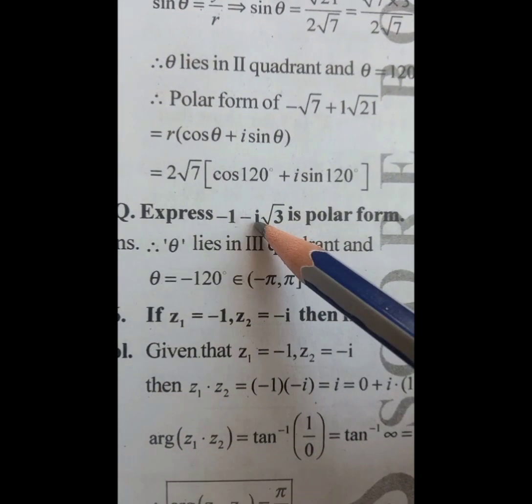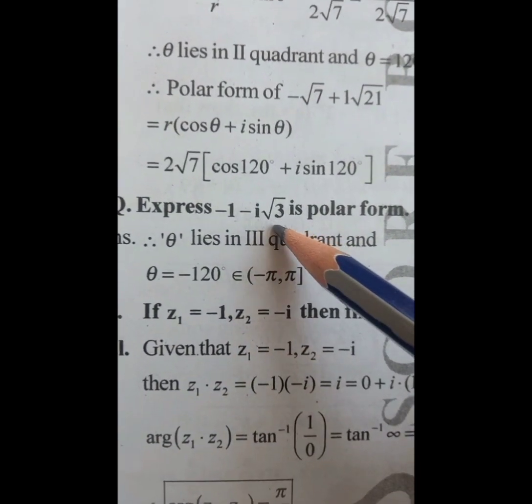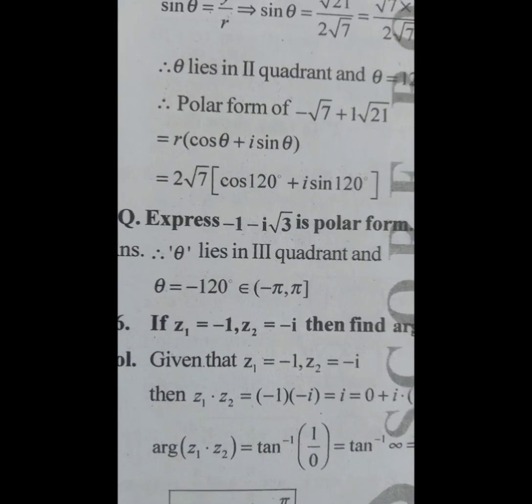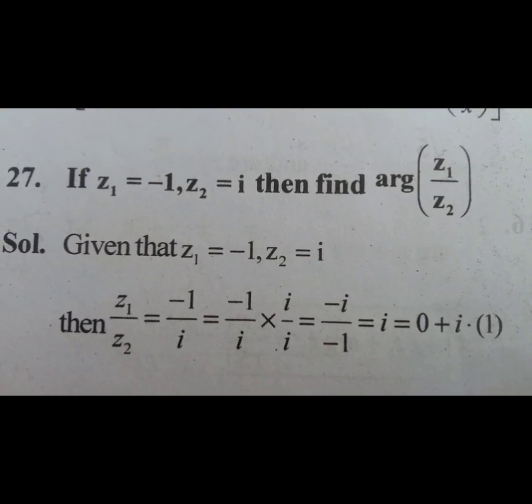Express minus 1 minus i root 3 in polar form. Theta lies in the third quadrant because both values are negative, so theta lies between 120 degrees. By considering the formula r(cos theta plus i sin theta), you will get the value, where z1 is minus 1 and z2 is i.